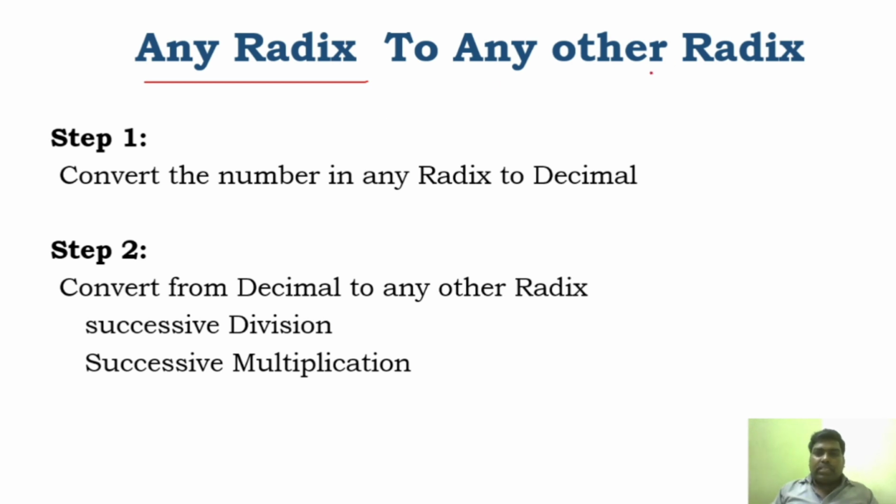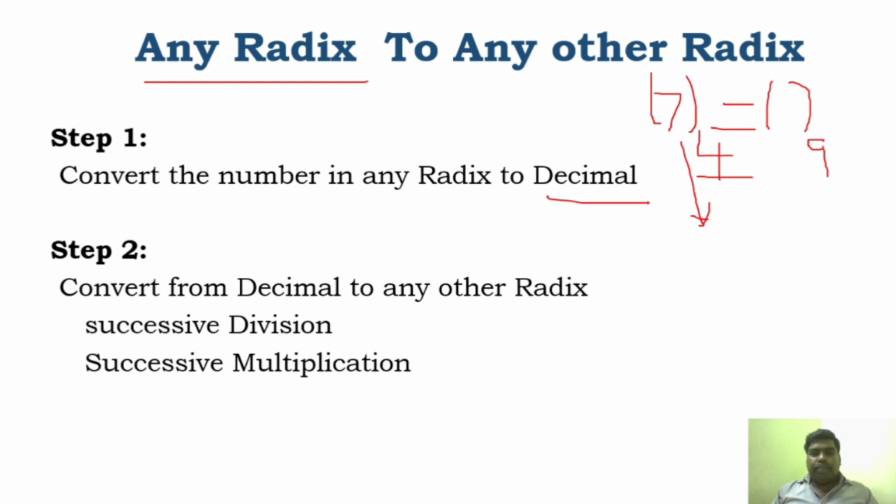For example, if the question is given like 7 of base 4 converted to the base of 9, if they ask a question like this, you cannot directly convert 4 to 9. What you have to do is convert this number to the decimal value, and then from decimal you have to convert to this particular base. And we have already seen how to convert any radix to decimal.